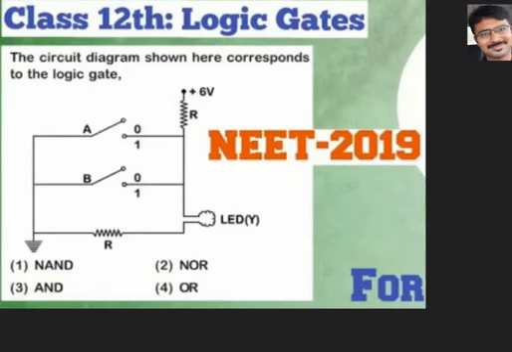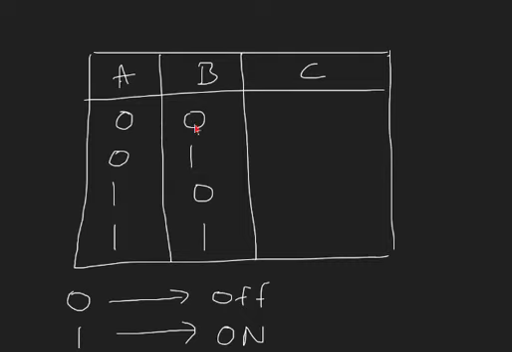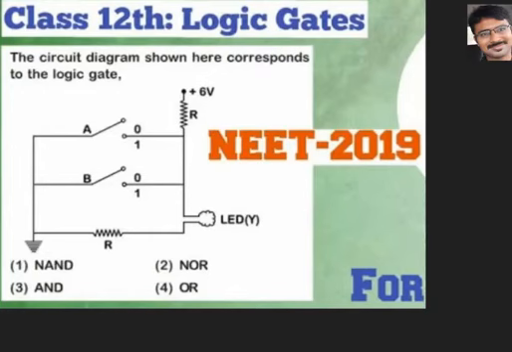Here in this diagram, first, A is open, B is open. That means our first condition: let us take both are open, 0, 0. Both are open means current always flows from high potential to low potential. What is high potential here? Plus 6 volts. What is low potential? The symbol indicates earthing. This indicates 0 volts. So current has to flow through the LED bulb. Then only the bulb will glow. So the bulb glows only if the current flows through the bulb.